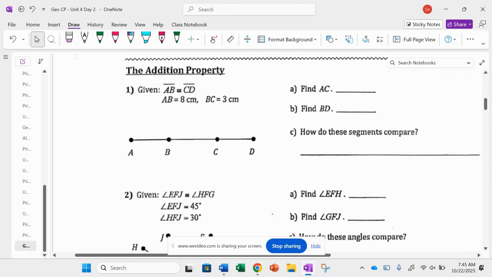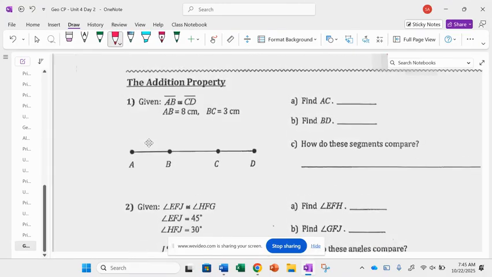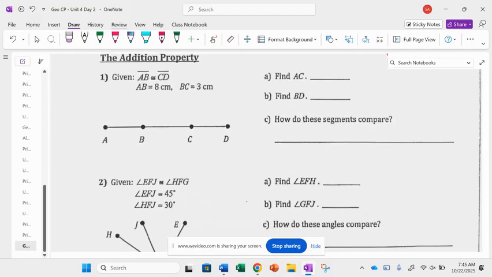Okay, so today we're going to learn some new properties. Let's start off with this problem using numbers. It says AB is congruent to CD, so I'm going to label that. I put a slash on AB. I put a slash on CD. Then it says AB is 8 centimeters long. Well, if AB is 8 centimeters long, do we all agree that CD also has to be 8 since they're congruent? And then it says BC is 3.